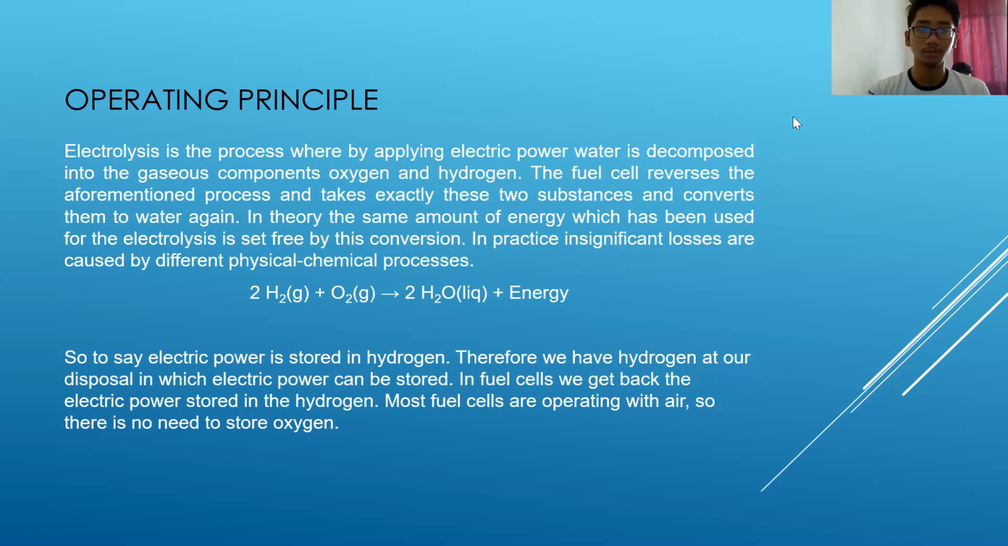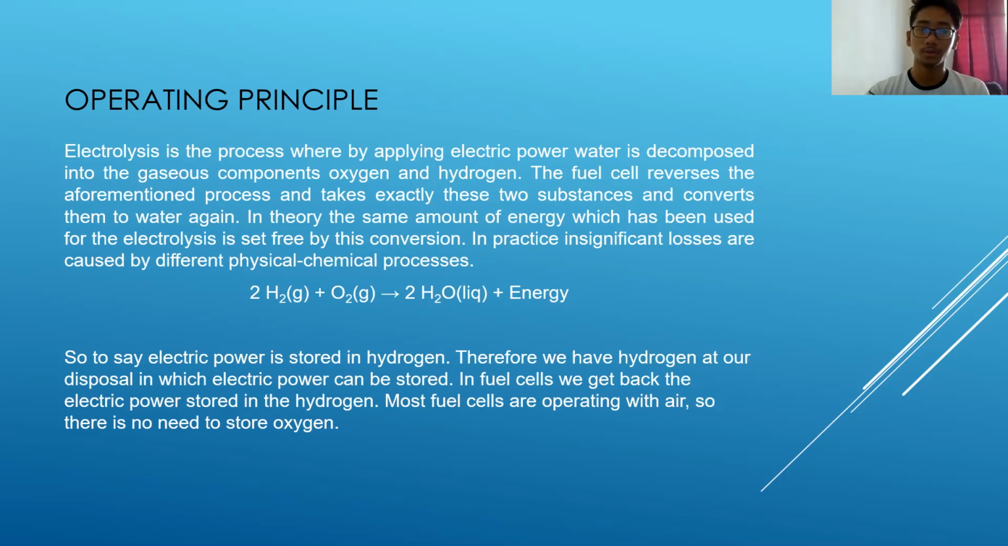Today I explain about the operation principle. Electrolysis is the process whereby, by applying electric power, water is decomposed into the gas components oxygen and hydrogen. The fuel cell reverses the aforementioned process and takes essentially these two substances and converts them to water again. In theory, the same amount of energy which has been used for electrolysis is set free by this conversion. In practice, insignificant losses are caused by different physical and chemical processes.